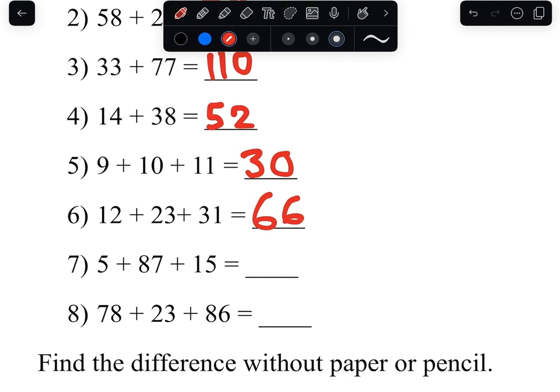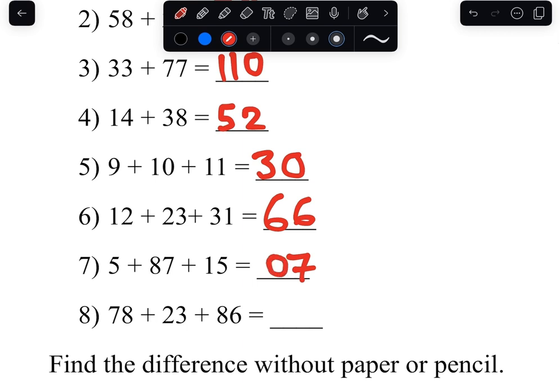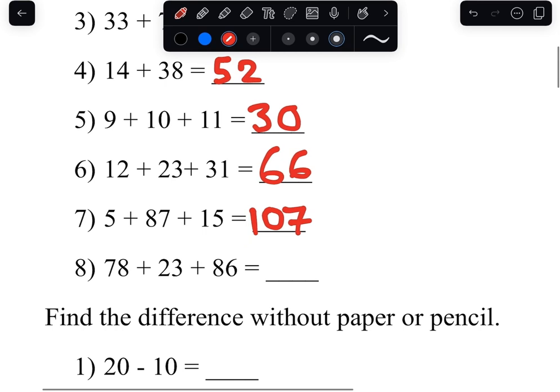Number 7. 5 plus 87 plus 15. You add the ones place. 5 plus 7 plus 5 is 17. You carry the 1. 1 plus 8 plus 1 is 10. 10, and then you carry the 1. So the answer was 107.